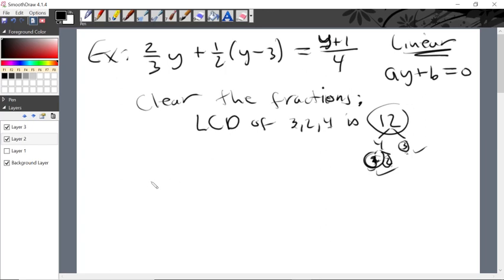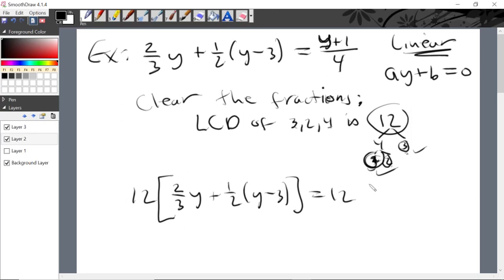How are we going to use that? By the multiplication property of equality. That is to say, we can multiply both sides of an equation by any number we want, and it remains an equation. It stays balanced. So we'll multiply both sides by 12. So 12 times the quantity 2/3 y plus 1/2 times y minus 3 equals 12 times y plus 1/4.